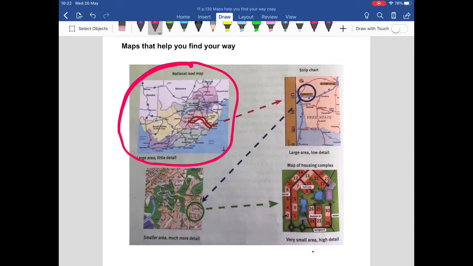So the first one shows a large area. And if there's a large area, you have very little detail. And from there, we go on to our strip map where we can see a town, and the area that we are covering is that much smaller. There's still very little detail. And from that town, we go into the town. Now we can see far more detail because it's a smaller area. And from the town, we can then go into a housing map, which is a very small area, and we can get all sorts of finer details from there, the house numbers, the roads, etc.